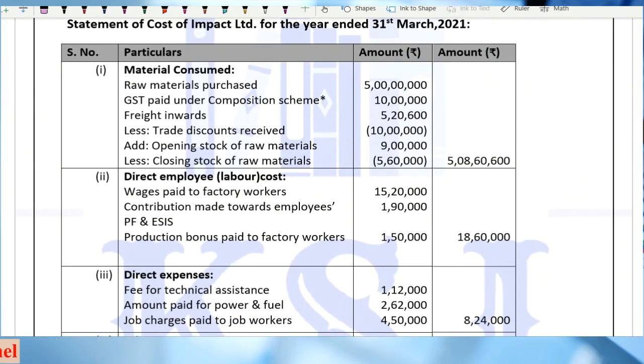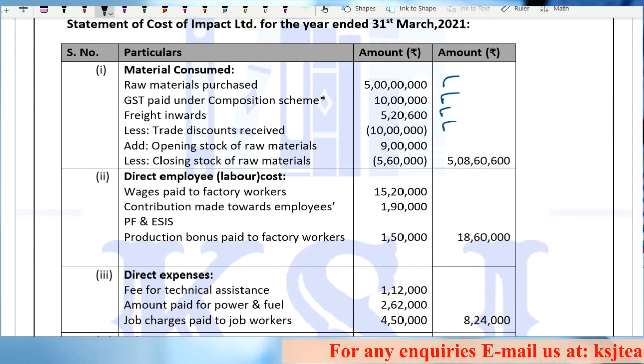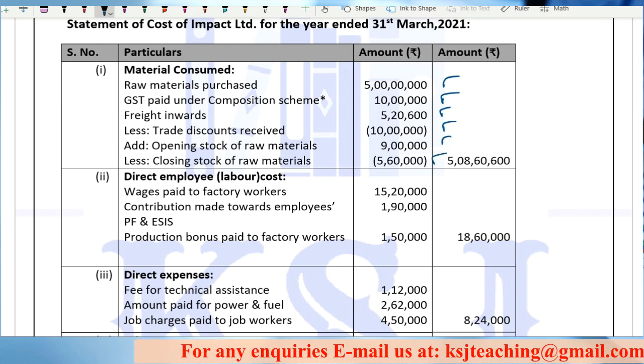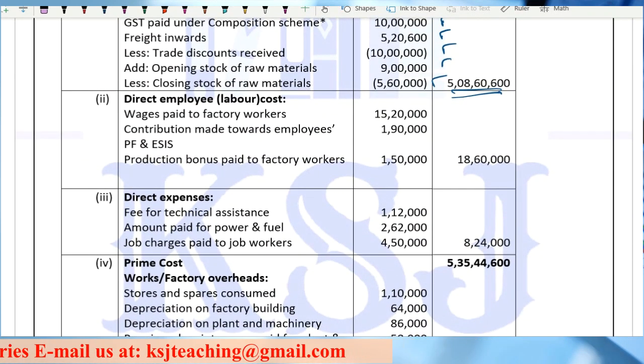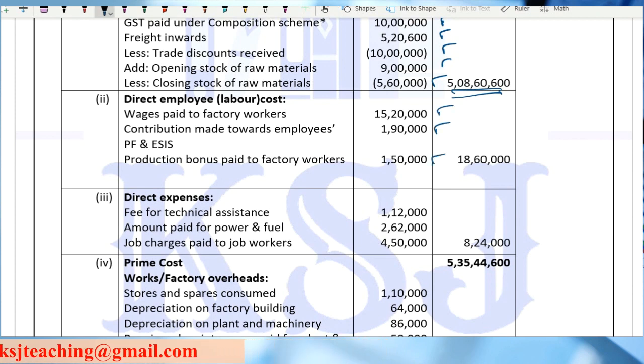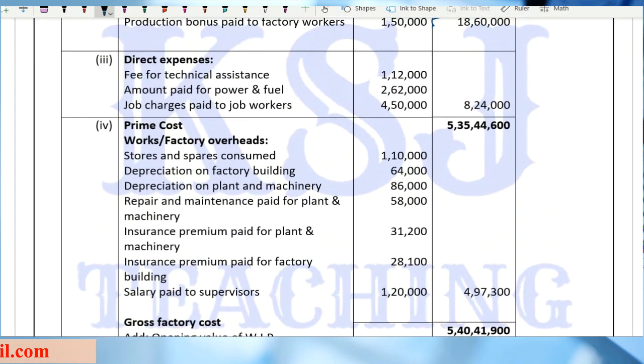Material consumed, raw material purchase, GST paid under composition scheme, freight, less trade discounts, add opening stock, less closing stock. So this is the value of raw material consumption. Direct labor cost they have taken, wages, contribution and production bonus, no issues. Direct expenses, fee for technical assistance, amount paid for power and fuel, 2,62,000.